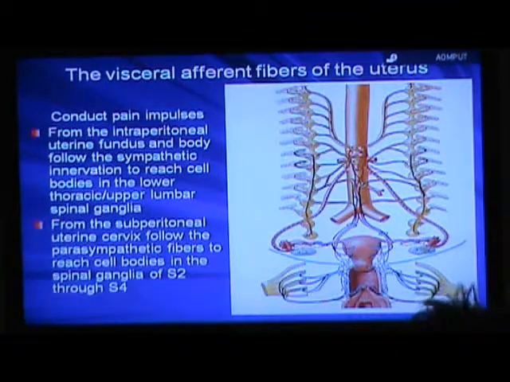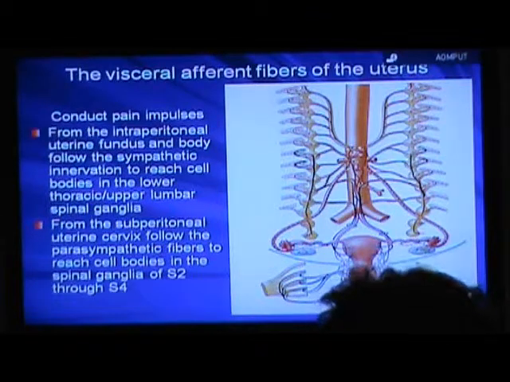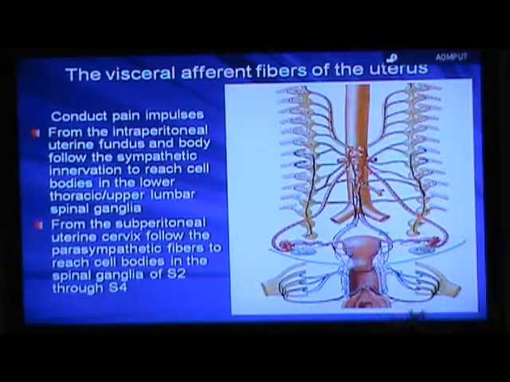The visceral afferent fibers of the uterus conduct pain impulses. From the intraperitoneal uterine fundus and the body, they follow the sympathetic innervation to reach cell bodies in the lower thoracic or upper lumbar spinal ganglia. From the subperitoneal uterine cervix, they follow the parasympathetic fibers to reach the cell bodies in the spinal ganglia of S2, S3 and S4.